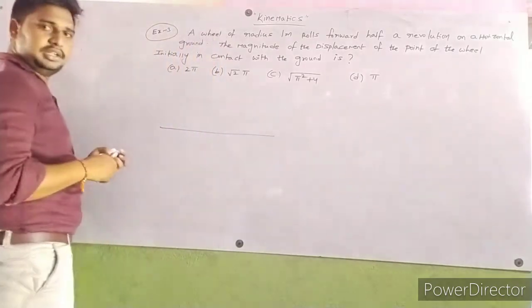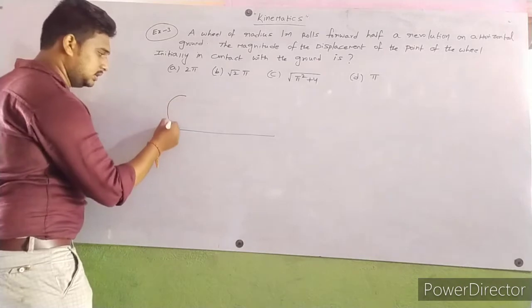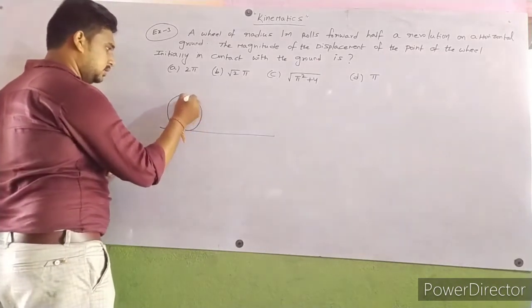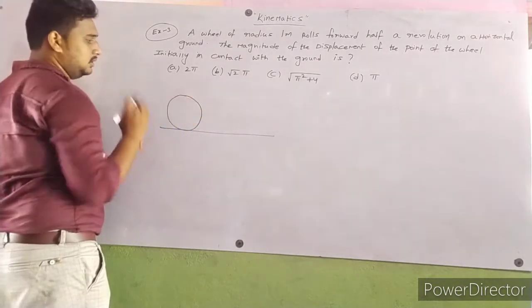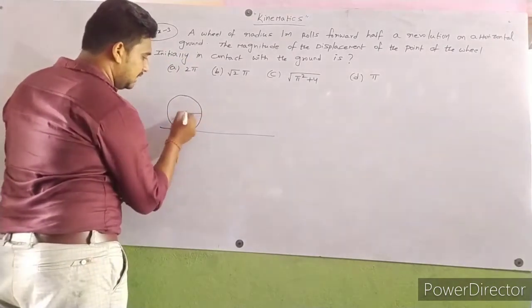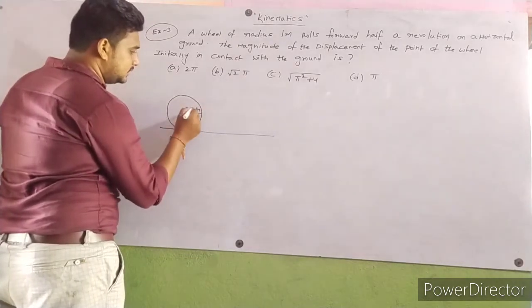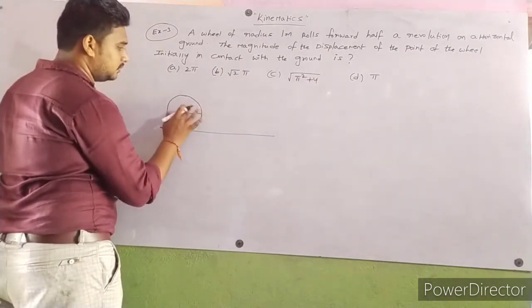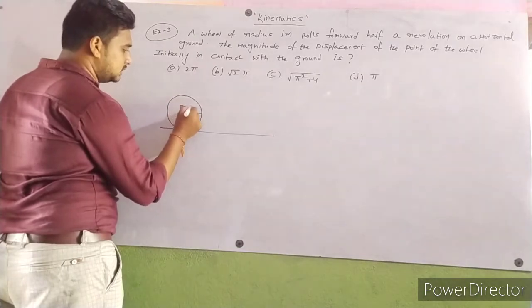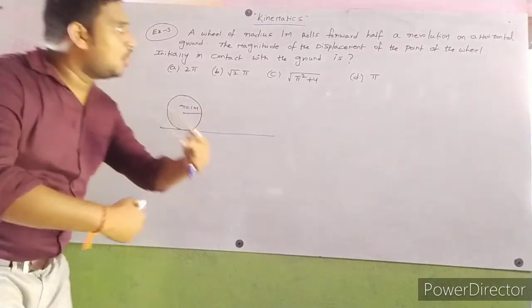This is the ground. Here it is a wheel. Wheel of radius 1 meter. The wheel has radius equal to 1 meter, and it rolls forward.